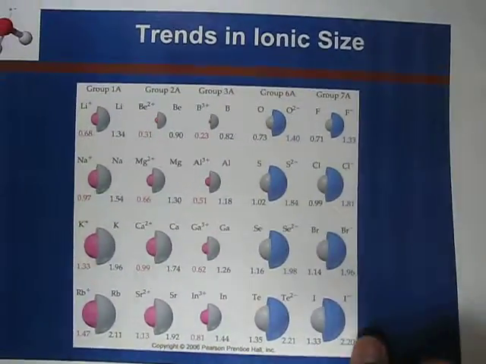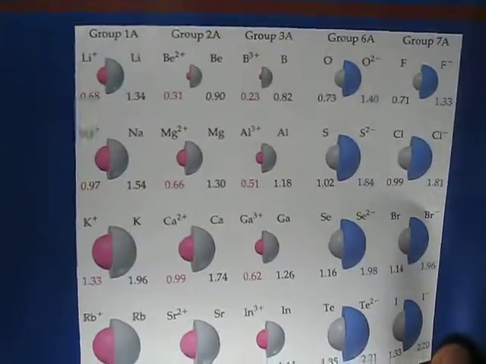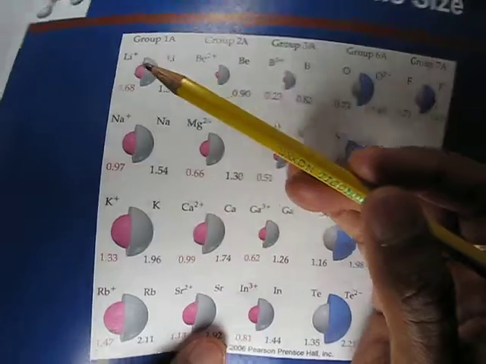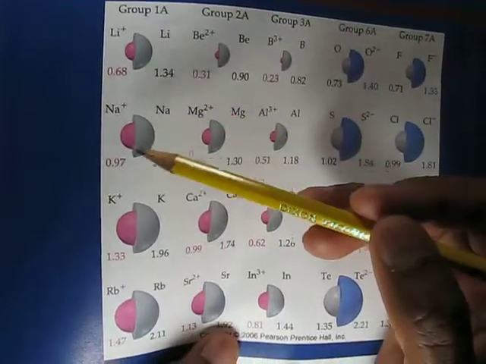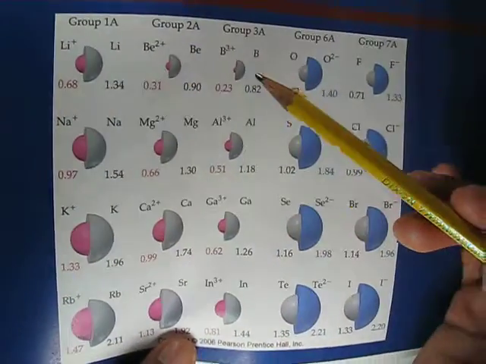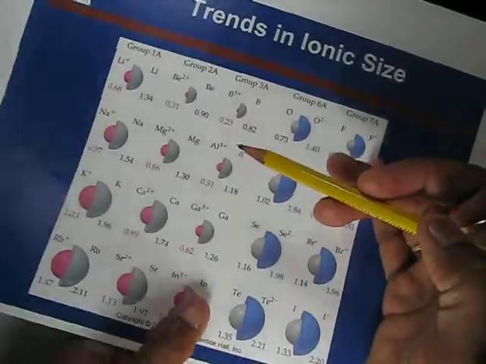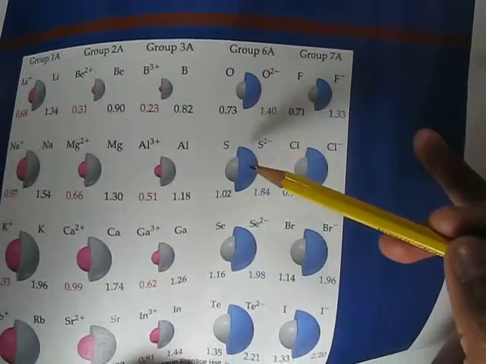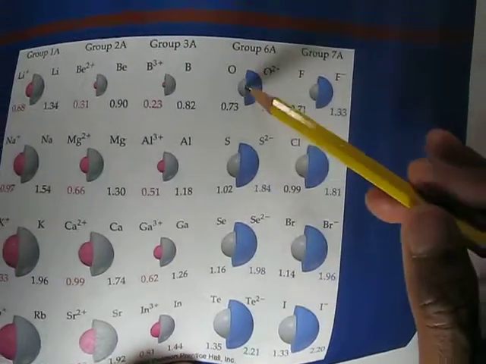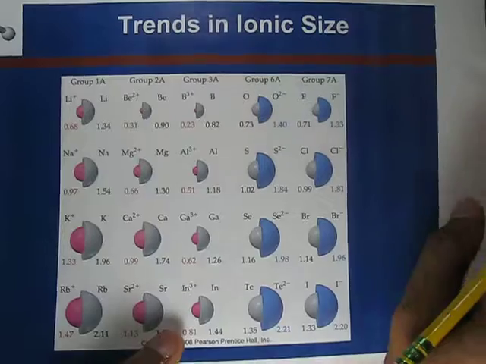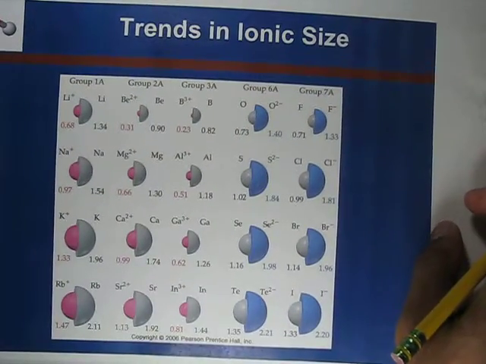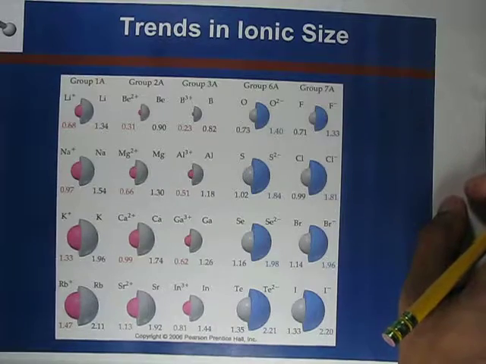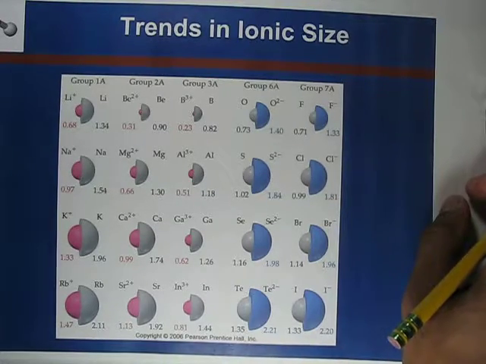Once again, this slide shows that all the positive ions, or cations, are smaller than their parent atoms, but the anions, which are negatively charged, are bigger than their parent atoms. So you just have to remember that cations are smaller than the parent atom and anions are larger than the parent atom.